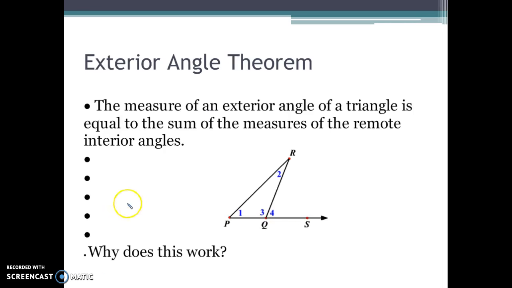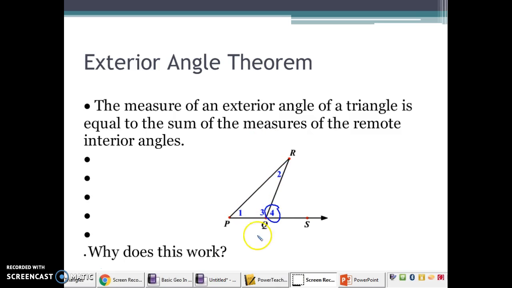Exterior angle theorem. That just tells us that the measure of an exterior angle of a triangle is equal to the sum of the measures of the remote interior angles. So exterior means outside, interior means inside. So number 4 down here, this is my exterior angle. 1, 2, and 3 are interior angles. So let's see how this works.